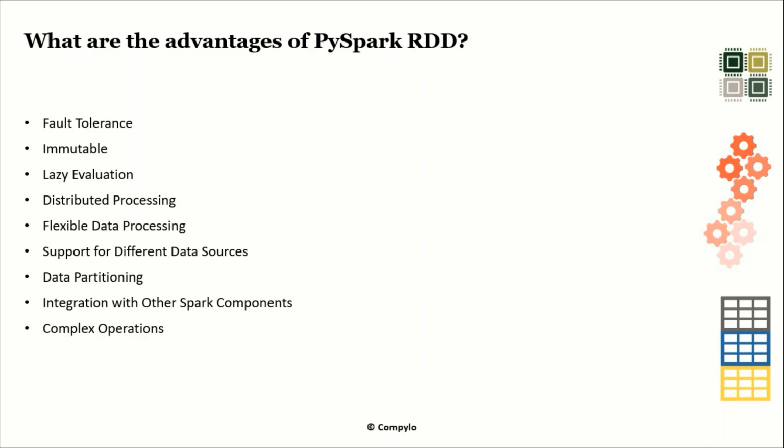RDDs support various operations including transformations like map, filter, flat map, and actions like collect, reduce, count, making them versatile for a wide range of data processing tasks. RDDs can be created from various data sources, including local files, HDFS, and other distributed storage systems. This flexibility makes them suitable for diverse data ingestion scenarios. Also, RDDs allow users to control the partitioning of data, enabling optimized performance for certain operations and better resource utilization across the cluster.